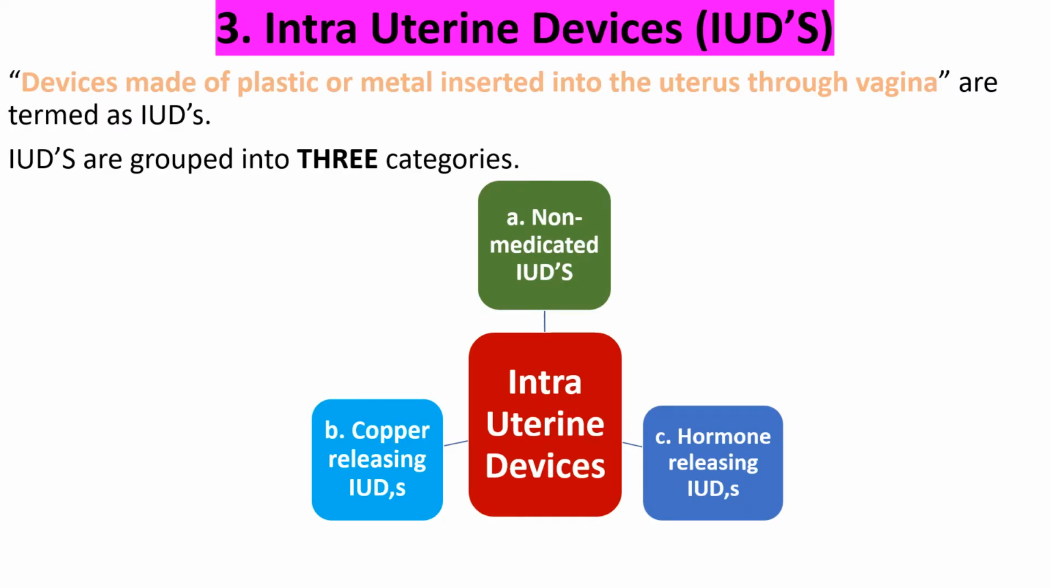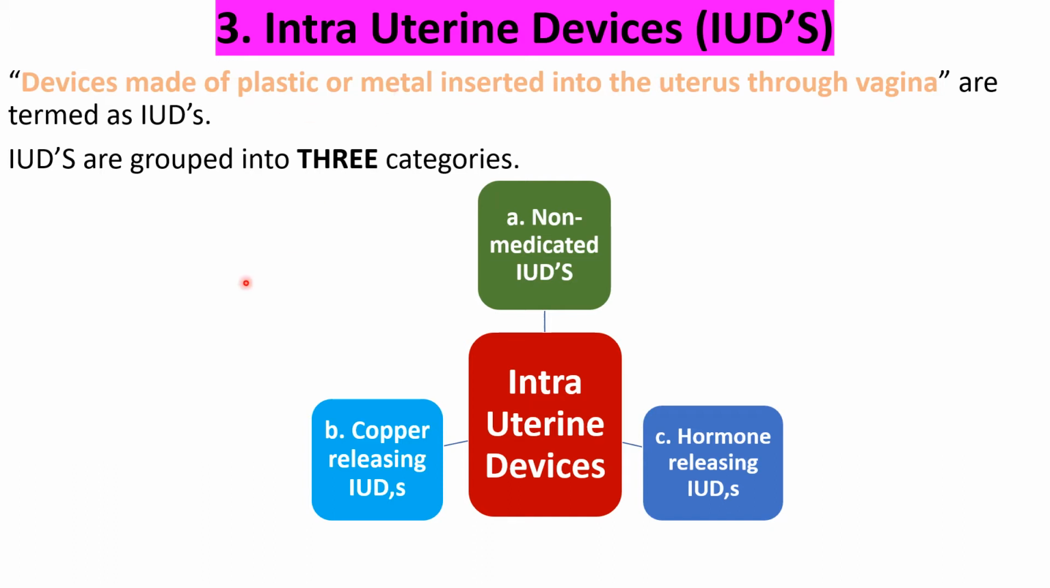What are intrauterine devices? Devices made of either plastic or metal, inserted into the uterus through the vagina, are termed intrauterine devices. As the name indicates, intra means inside, uterine means uterus. Devices that are inserted inside the uterus of the female are called intrauterine devices. The main intention behind their insertion is preventing unwanted pregnancies.